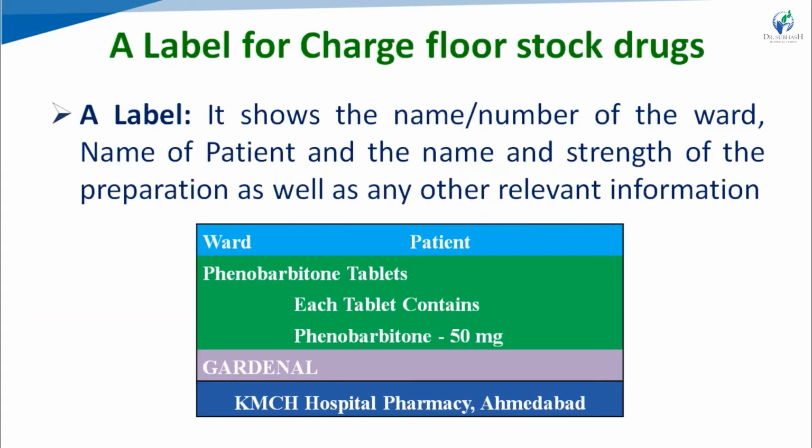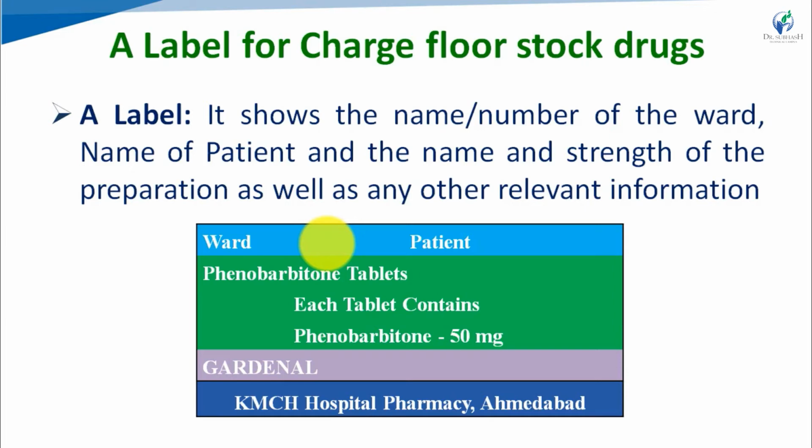Then next, the label for charge floor stock drugs. देखिए, labeling here is also important. See, none of the floor stock drugs are labeled with the direction for use. When we are pasting any label, the direction for use is never mentioned on it. This is because there might be some changes. Sometimes the dosage scheme might be changed, or the therapeutic regimen might be changed, and this change might be done by the doctors. So in such a condition, the label should not have any direction for use.